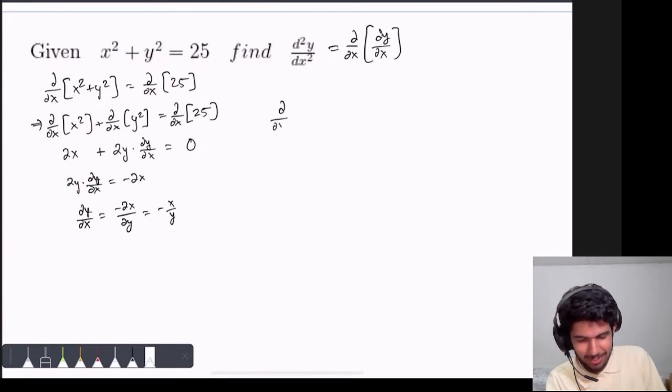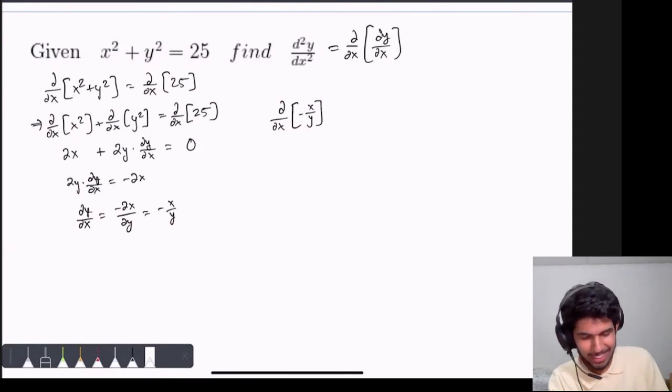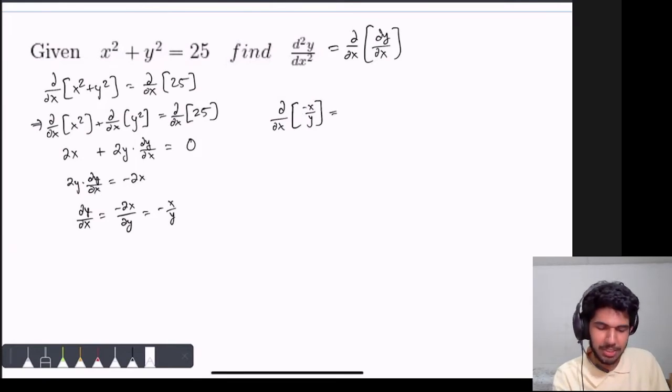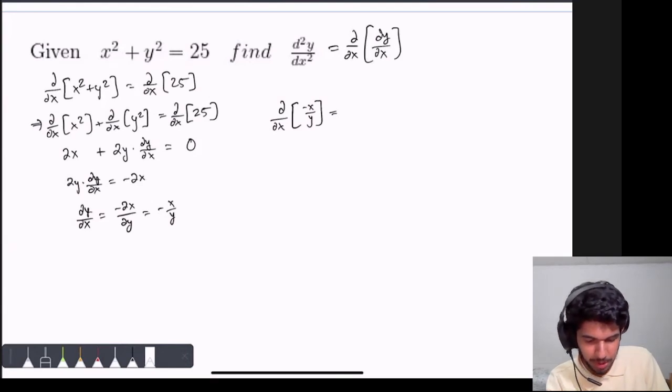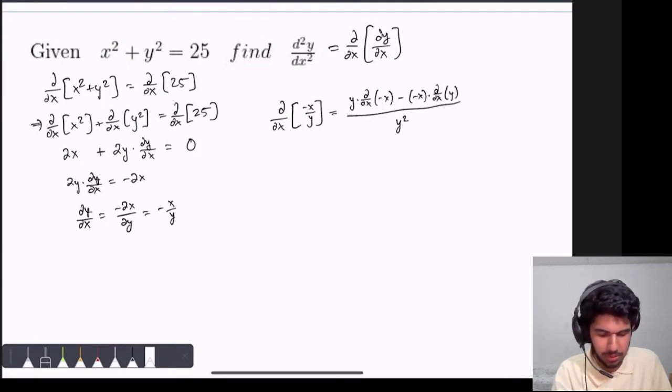Now we're curious as to what is d/dx of negative x over y. Well, that looks like quotient rule. So let's use the quotient rule. I'm just going to rewrite this as negative x over y, so the negative is in the numerator, just so we have a term to group it with. So what's the quotient rule? Low times the derivative of high minus high times the derivative of low, all over low squared, which is y squared.